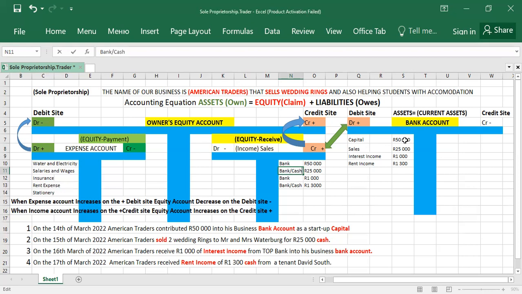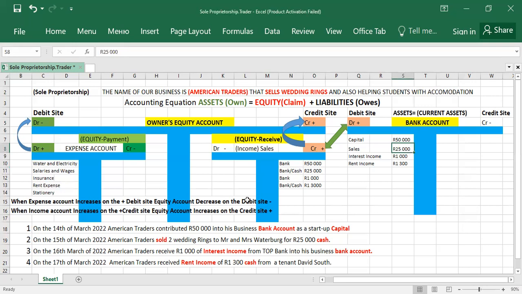It means that these two people, Miss and Mr. Hotterberg, came into American Traders business. They bought the 2 rings on cash. On cash means the business has received money immediately and the customer has received their goods also immediately.